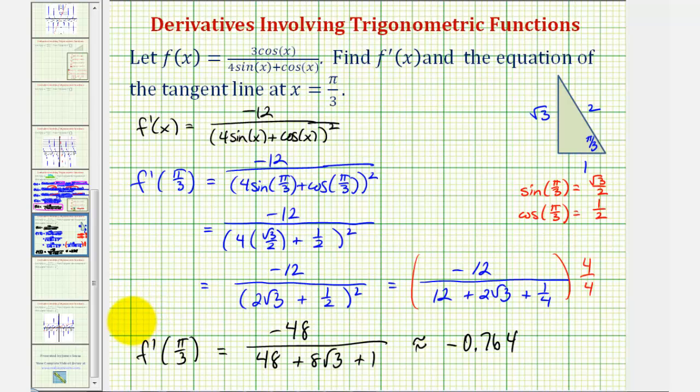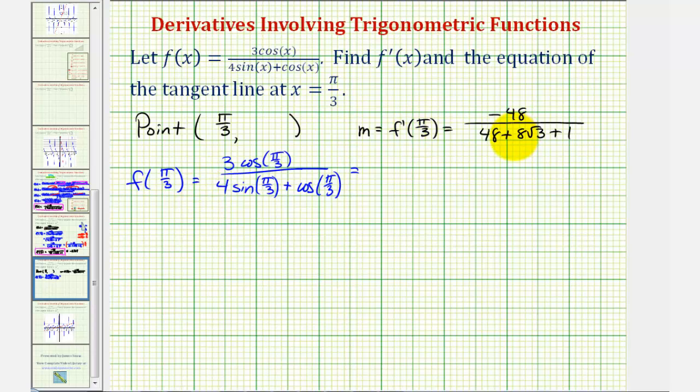So now that we have the slope of the tangent line, to find the equation of the tangent line, we still have to find a point on this line. We're only given the x-coordinate of pi divided by 3. So to find the corresponding y-coordinate, we'll have to substitute pi over 3 radians into the original function. So let's go ahead and do that now.